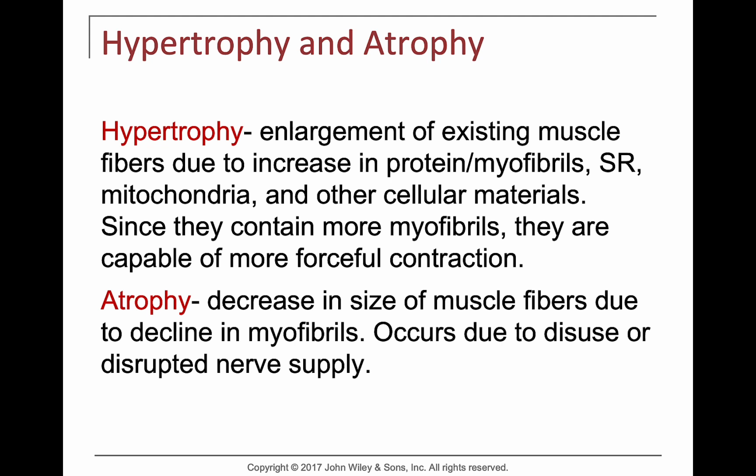So again, hypertrophy is an enlargement of existing muscle fibers, not adding muscle fibers. It increases the myofibrils, sarcoplasmic reticula, mitochondria, and other cellular materials. Since they contain more myofibrils, they are capable of a more forceful contraction. Muscle atrophy is the opposite. This is a decrease in the size of the muscle fibers due to a decline in myofibrils. And atrophy can happen as you don't have use in muscles. This especially happens if there's been disruptive nerve supply.